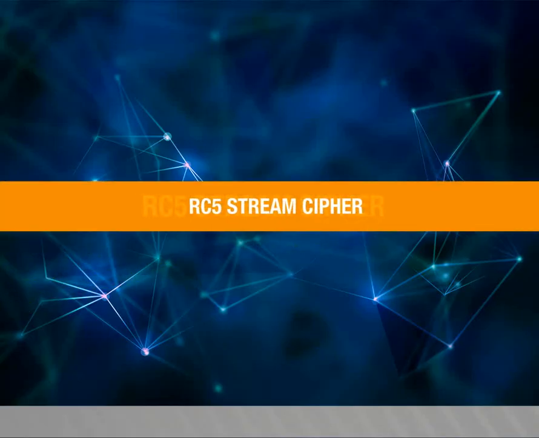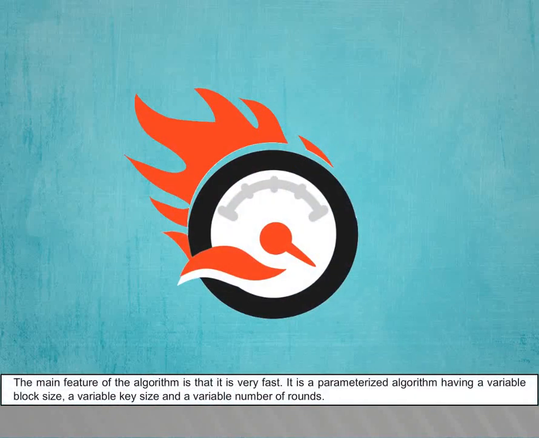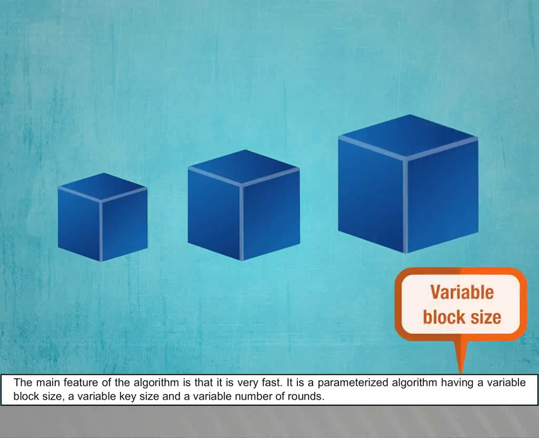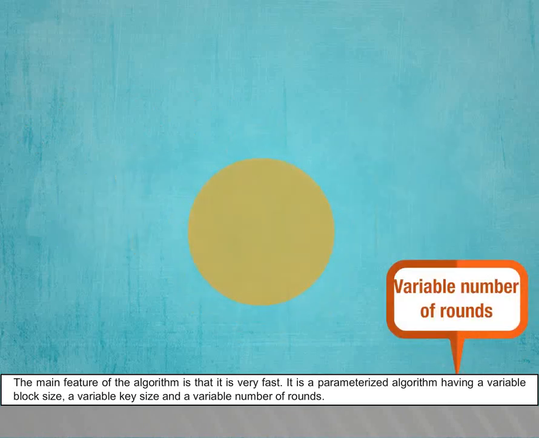RC5 stream cipher. In this video, we are going to see about the RC5 stream cipher. RC5 is a symmetric block cipher designed by Ronald Rivest. The main feature of the algorithm is that it is very fast. It is a parameterized algorithm having a variable block size, a variable key size, and a variable number of rounds.